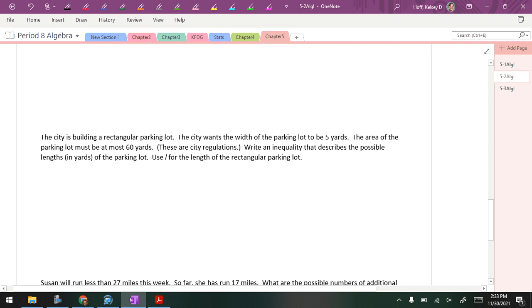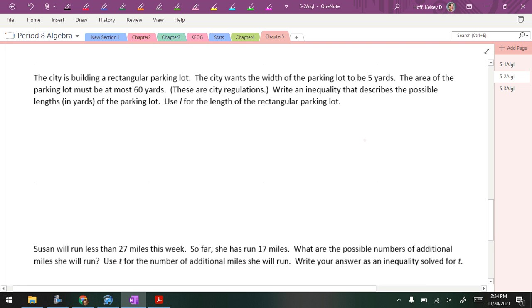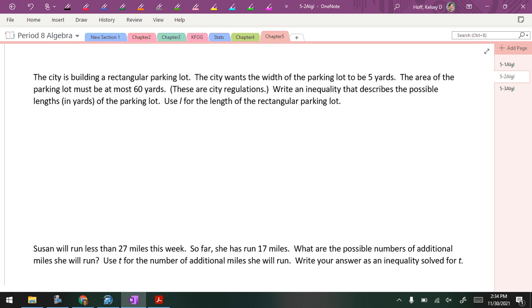All right. The city is building a rectangular parking lot. The city wants the width of the parking lot to be 5 yards. The area of the parking lot must be at most 60 yards. These are city regulations. Write an inequality that describes the possible lengths in yards of the parking lot. Use L for the length of the rectangular parking lot.